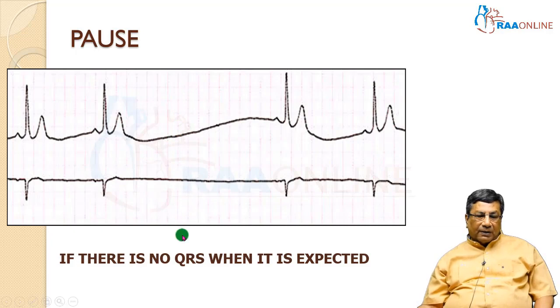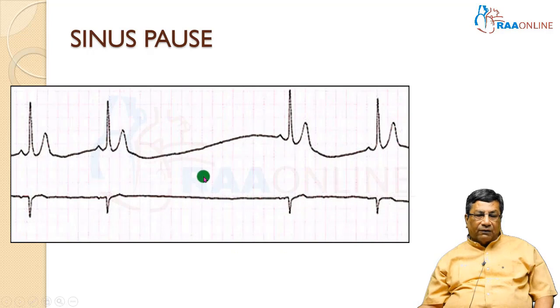Whenever there is a pause, it may be due to a disorder of impulse formation or a disorder of impulse conduction. If the sinus node is not forming an impulse, the sinus impulse will not come out and produce atrial depolarization. That means there is no P wave. So inside the pause, if you don't find any P waves at all, it means the sinus node is the problem. So it's a sinus pause. That means the sinus node does not produce an impulse and it does not produce the P wave.